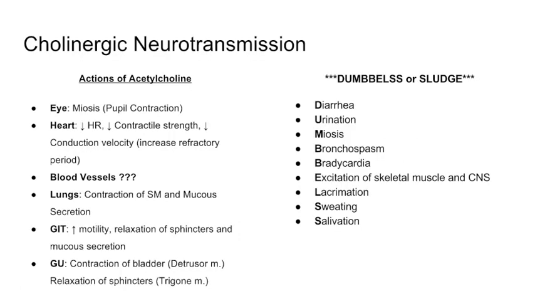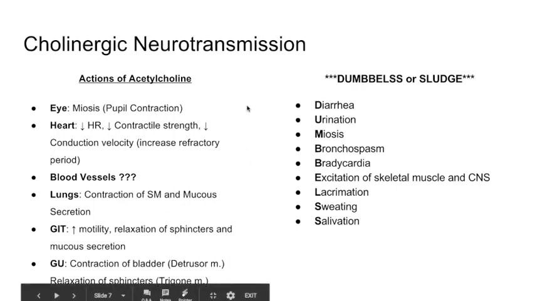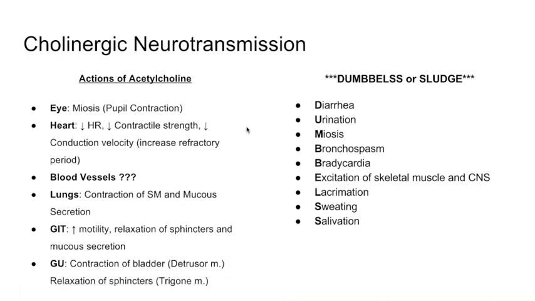You've got to remember this stuff. This is probably one of the most important slides. So, cholinergic neurotransmission, the effects of acetylcholine. Acetylcholine has widespread effects in the body. On the eye, it can cause pupil contraction. It can decrease the heart rate. It can decrease the contractile strength of the heart, and it will slow the heart's electrical conduction. So it'll increase the refractory period between action potentials on the heart.